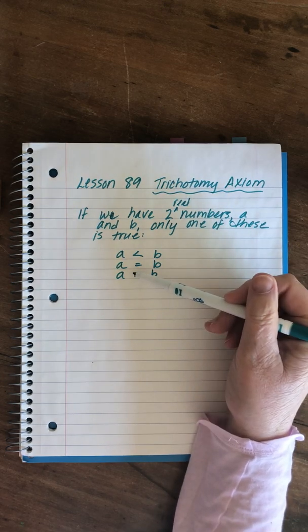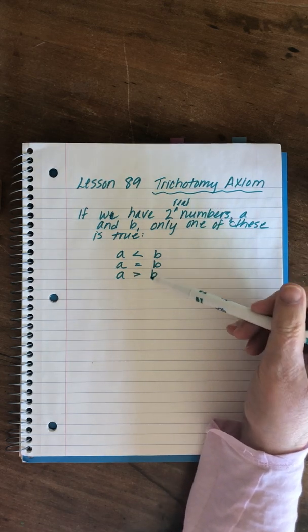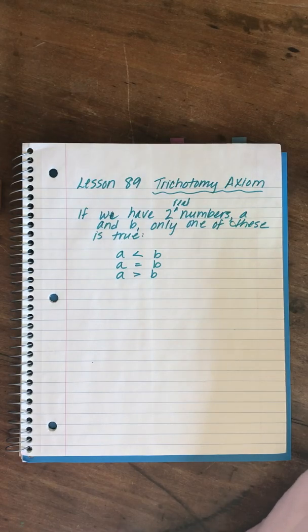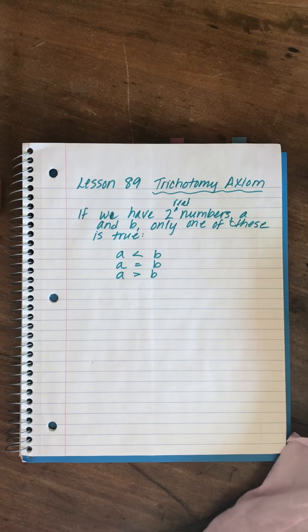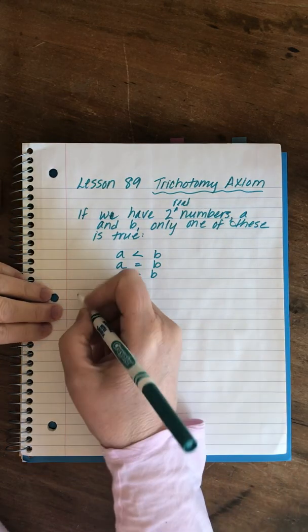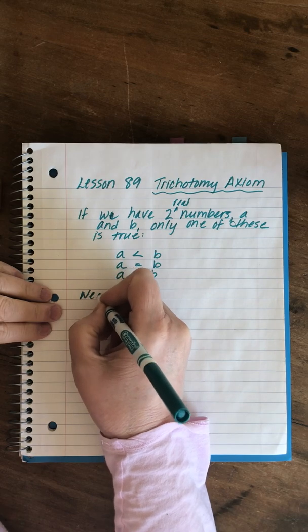But only one of these things can be true. It's either less than or equal to or greater than. It can't be, that's just simple, right? So, we have a new kind of symbol that we can use, and it's called the symbol of negation.